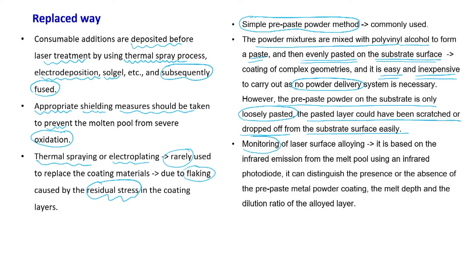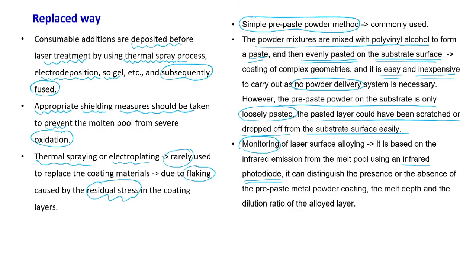Now, how to control or how to monitor? So, to monitor the removal of the pre-pasted powder over the surface, we can use an infrared photodiode. Some experimental setups were developed where the pre-pasted powder was continuously monitored during the application of laser source by using the infrared photodiode. And when there is an absence of the powder due to dropping it off, that will be sensed, and at that moment itself another layer of the powder was applied and we can have the efficient laser based surface alloying.